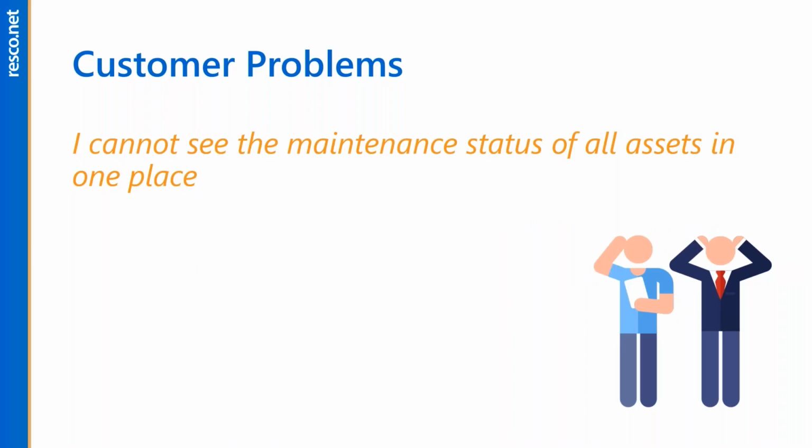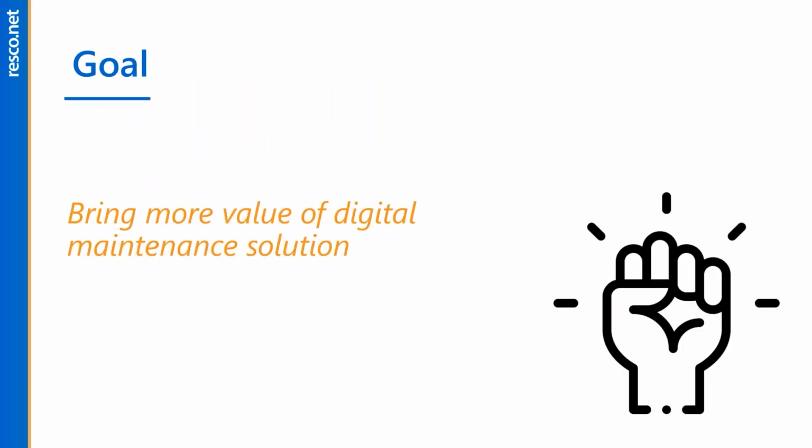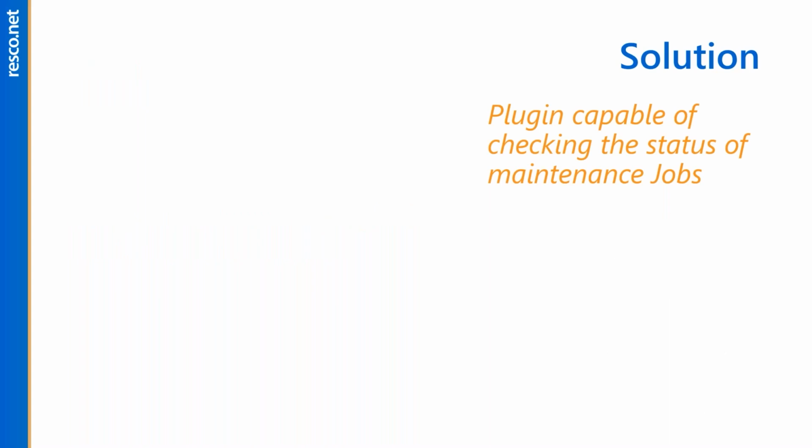So first of all, what was the problem? Why we did this is that, for example, managers were complaining that they cannot see the maintenance status of all their assets in one place, right? And it would be brilliant, or it would be cool, if there were some solution like this. So our goal was to bring more value to the digital maintenance solution, to the field service solution, so that business users have everything under control.